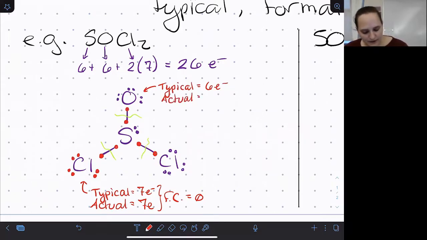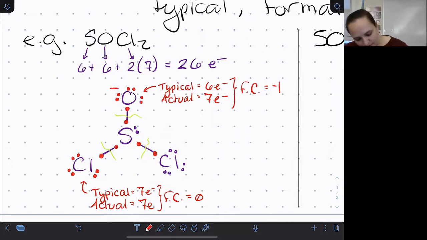In this, my actual arrangement, I've got 1 from the bond, plus 1, 2, 3, 4, 5, 6 non-bonding electrons for a total of 7. So we've got 1 extra, which means my formal charge is going to be -1. So I indicate that in my structure by putting a little negative sign near that oxygen atom.